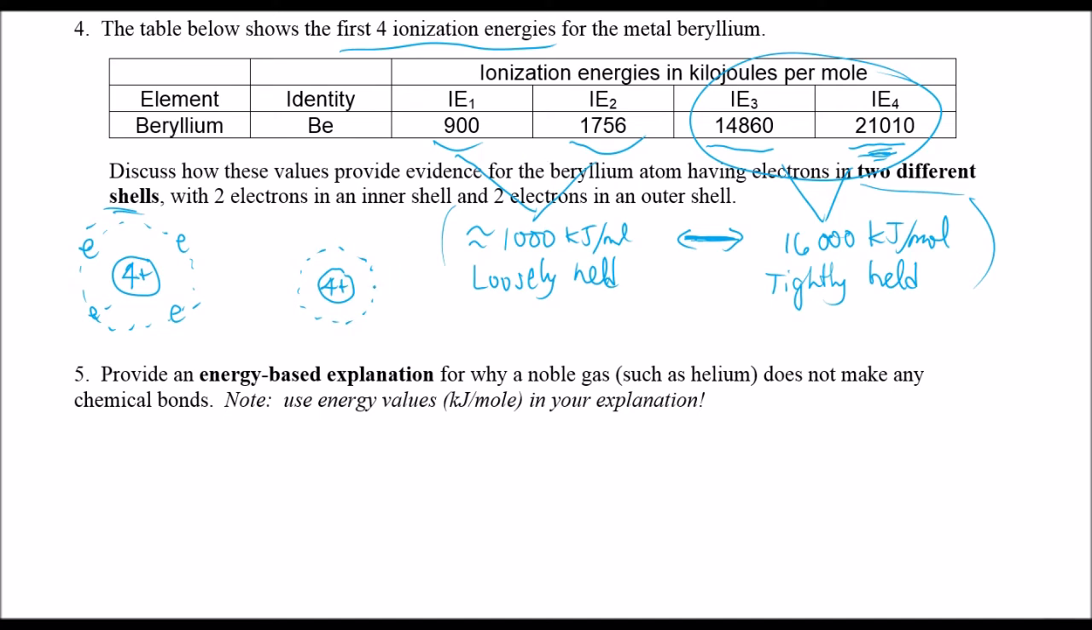You can see this picture would have 2 tightly held electrons with huge ionization energies and 2 relatively loosely held electrons with low ionization energies. So these out here, outer shell equals loosely held, and these inner shell electrons are very difficult to remove.